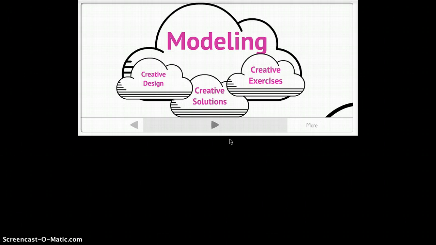Creative solutions refers to how we deal with problems. As teachers, we go through a great number of obstacles throughout our day, and we need to demonstrate to our students that we can come up with creative solutions. And finally, creative exercises are fun ways to be creative.